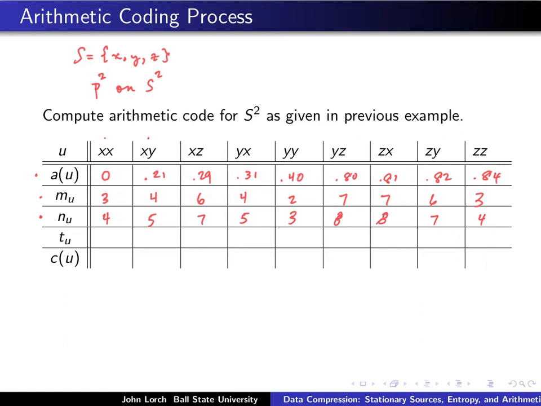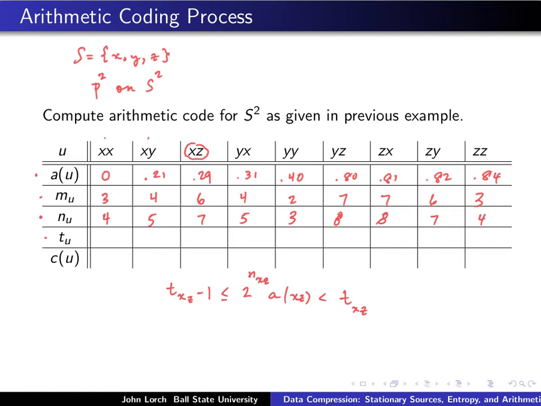Okay, now it's time to compute these numbers t. Why don't we do a specific example? Let's look at this xz again. Remember, t sub xz minus 1 needs to be less than or equal to 2 to the n sub xz times A of xz, and that needs to be strictly less than t sub xz.